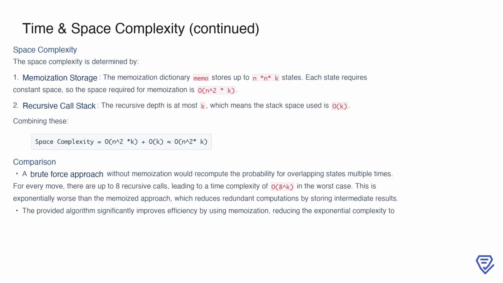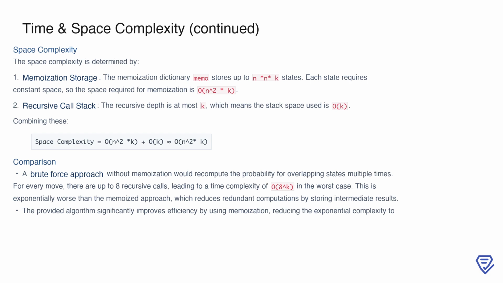The memoization dictionary, memo, stores results for up to n*n*k states, where each state requires constant space. This gives a space requirement of O(n²*k) for memoization. Additionally, the recursive call stack depth is at most k, leading to a stack space usage of O(k). When we combine these, the total space complexity becomes O(n²*k) plus O(k), which simplifies to approximately O(n²*k).